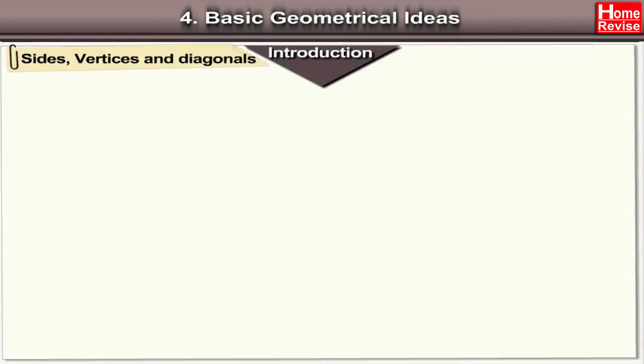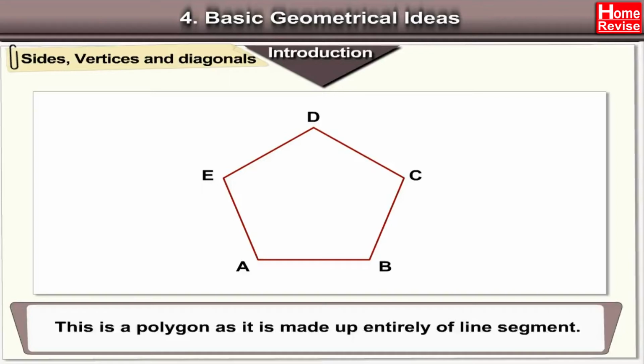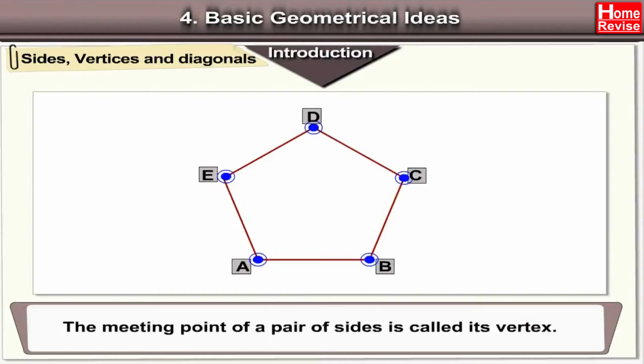Sides, vertices and diagonals. Let us consider the figure as shown. Now this is a polygon. It is made up entirely of line segments. The line segments forming a polygon are called its sides. The meeting point of one pair of sides is called its vertex.